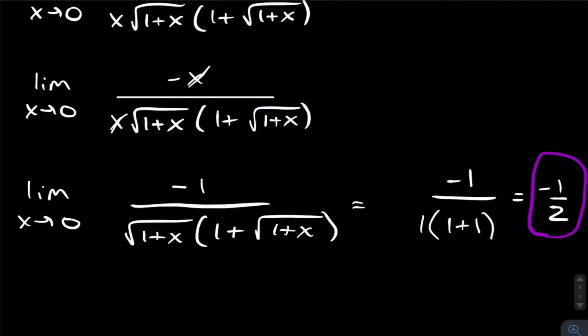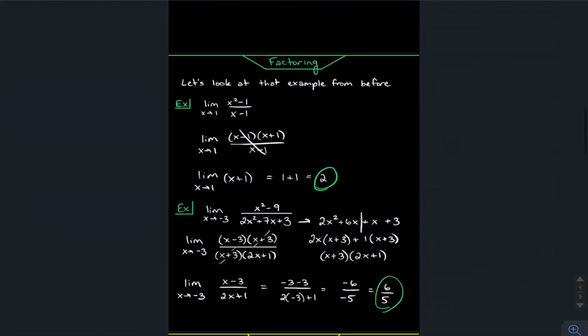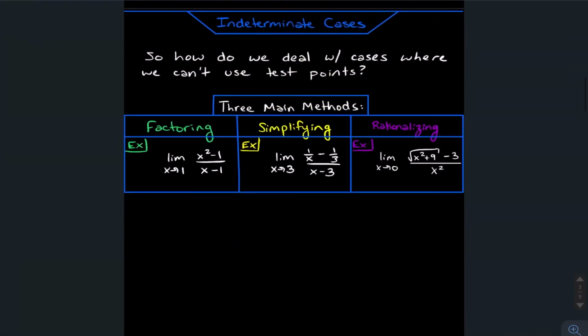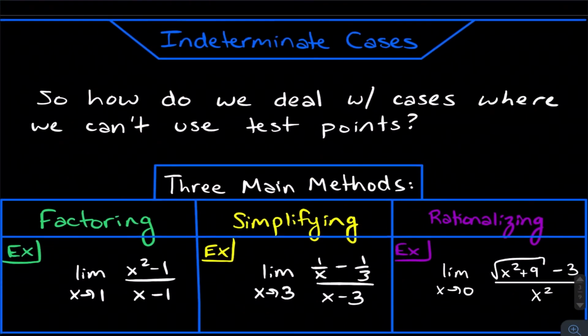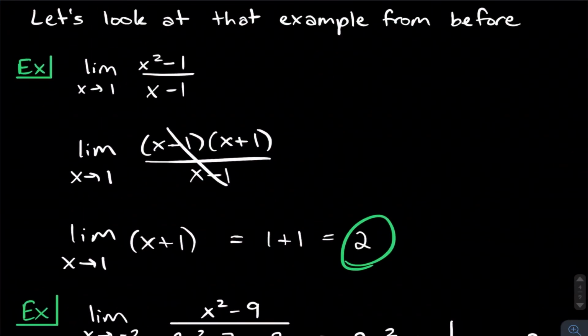And that is our final problem for this video. So just a quick recap, because I want to make sure you have this all under control. When we have these indeterminate cases, there are three main methods that we want to use, right? There's factoring, simplifying, and rationalizing. Factoring is when you have to factor and be able to cancel off. And that's how you get rid of your indeterminate form, your 0 over 0 or your infinity over infinity or whatever.